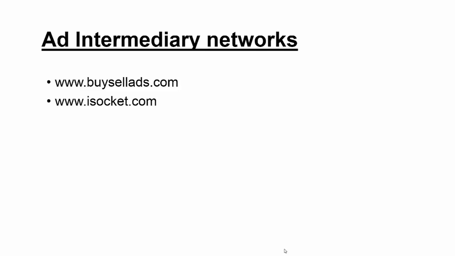I'll just provide you with some ad intermediary networks that you can use to place banners on websites. You have buysellads.com, isocket.com, exoclick.com, and adonion.com, and you can find plenty more on the internet. The good thing about these are they're dead easy to set up, and all of these ones have fully detailed instructions on how to set the ads up. So if you choose to go down this route, you'll have no problem in getting your ads up and running.